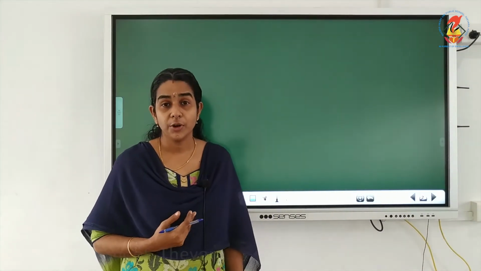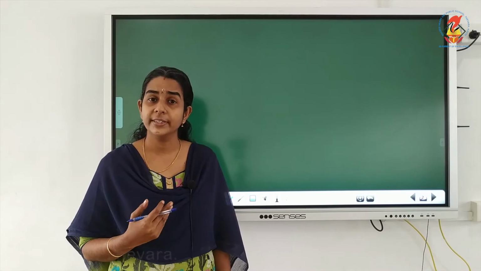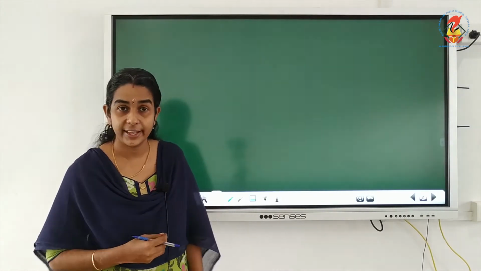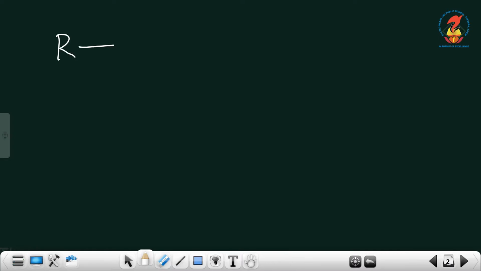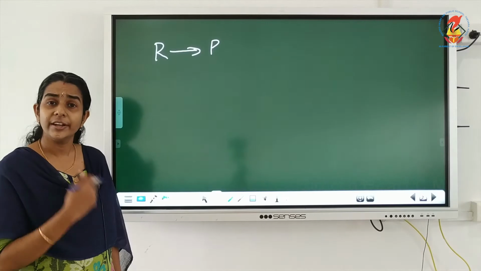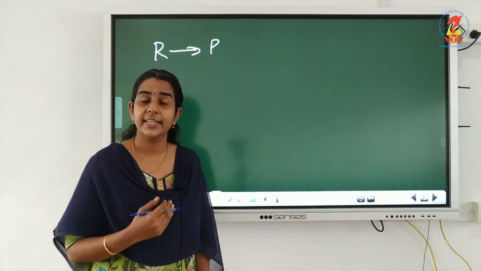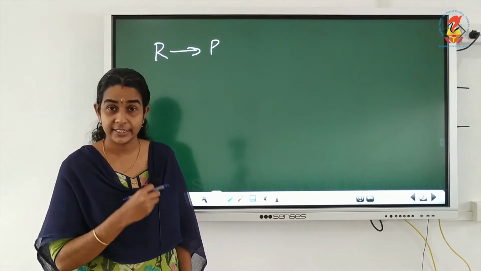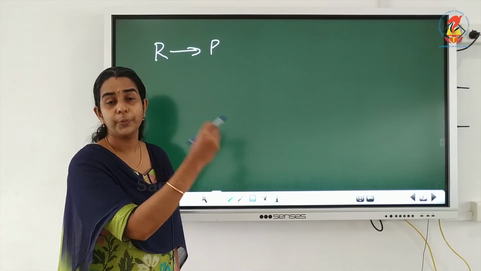Before we start redox reactions, how we can represent a chemical reaction generally as, yes, reactants react to give products, isn't it? Where capital R is representing reactants and capital P is representing products. So this is the general way of representing a chemical reaction. Reactants reacting to give products.